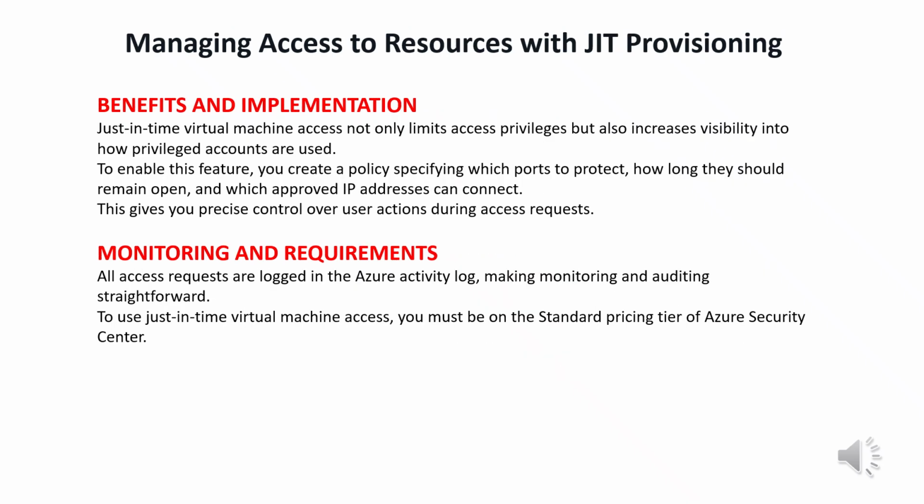Just-in-time virtual machine access not only limits access privileges, but also increases visibility into how privileged accounts are used. To enable this feature, you create a policy specifying which ports to protect, how long they should remain open, and which approved IP addresses can connect. This gives you precise control over user actions during access requests. All access requests are logged in the Azure Activity Log, making monitoring and auditing straightforward. To use just-in-time virtual machine access, you must be on the standard pricing tier of Azure Security Center.